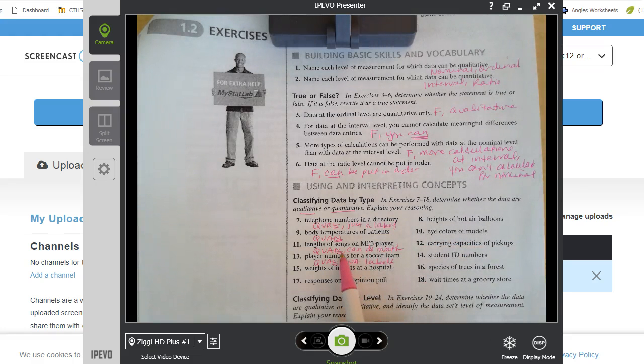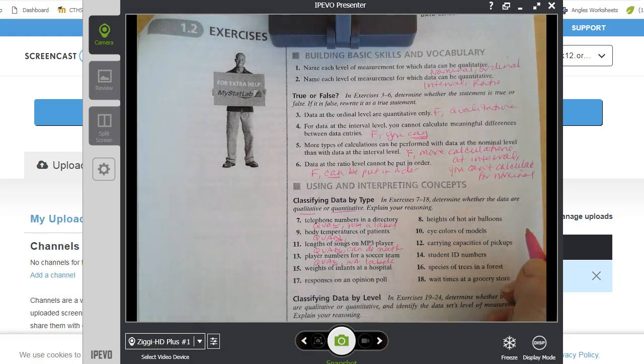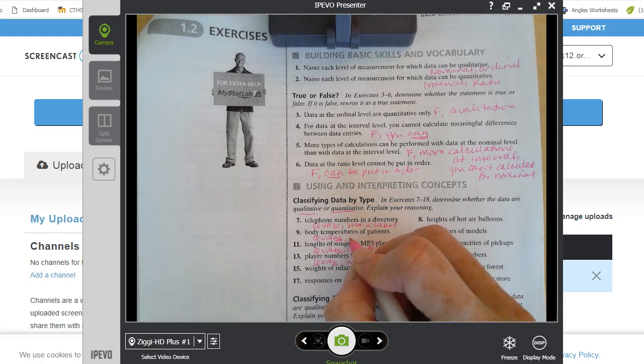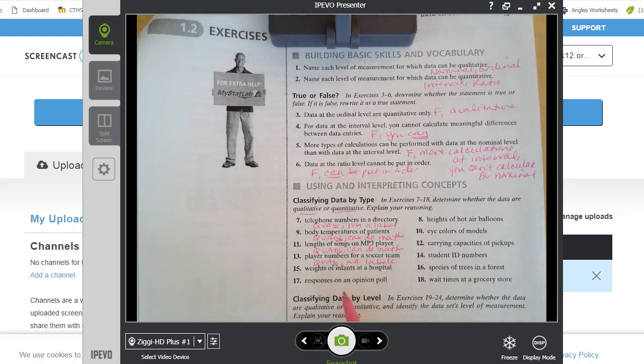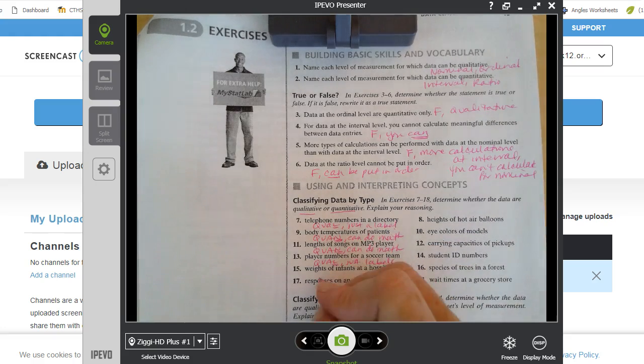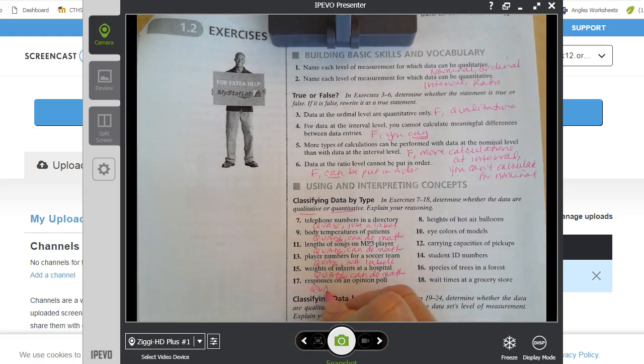I'll add my reasons, right? We can do math with times, how long something is. We can do math with body temperatures. Is somebody's body temperature 10 degrees more than someone else's? Math that makes sense. Okay. Weights of patients, weights of infants at hospital. That's quantitative. We can do math with those. Baby weighs so many more pounds than another baby. Responses on an opinion poll. That's probably qual. You know, do you agree? Yes, no, maybe, right? These are sort of labels or categories.